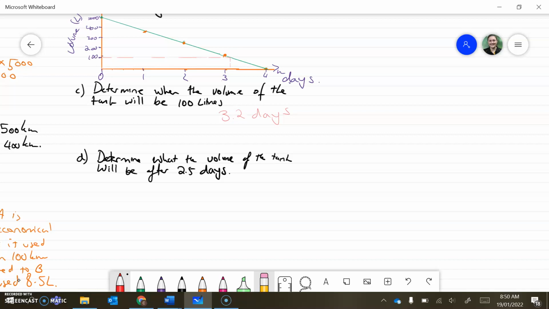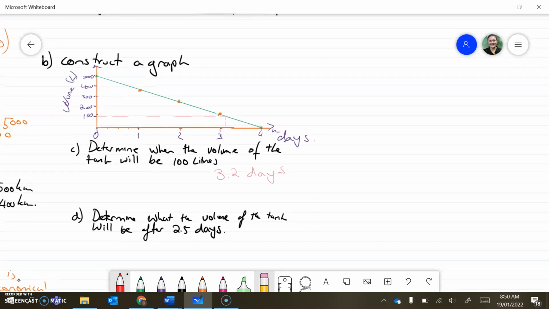Okay, and what will the volume of the tank be after 2.5 days? So again, we go from 2.5 up to the line and across to the axis. Okay, and you can see that going up from 2.5 to the line and across the axes, we're probably sitting there at about 187 litres. Now we can use an equation to work this out. So in this case here, our equation would have been 500 minus 125n equals your volume.